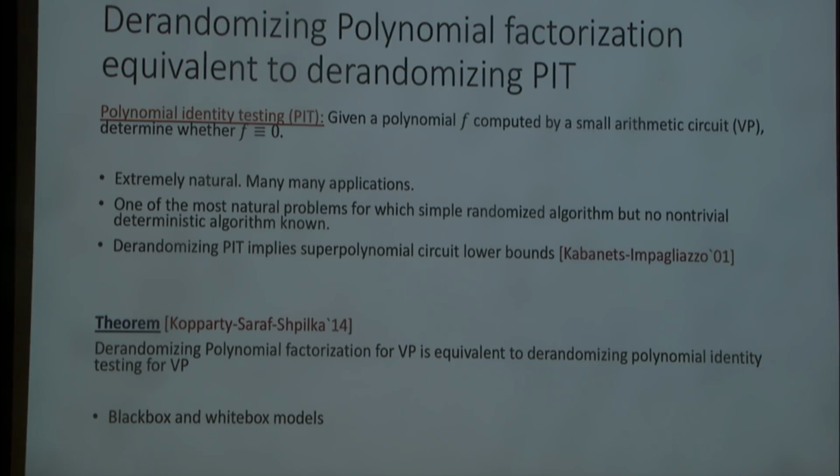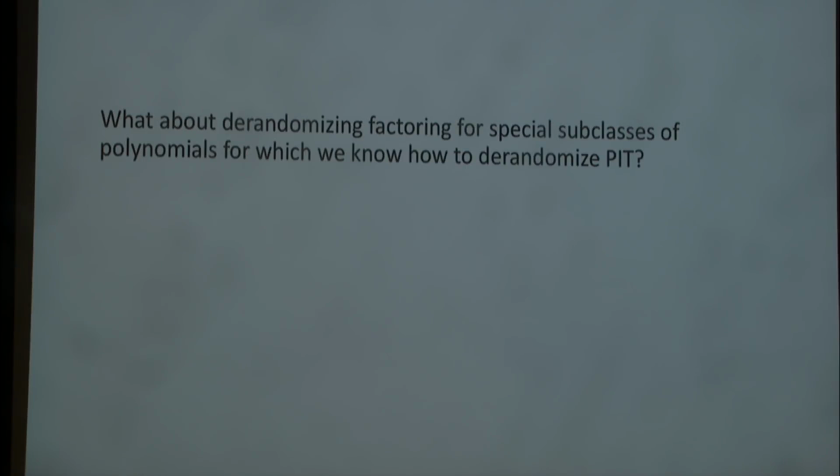Or in general, for any class of polynomials for which you know how to derandomize PIT, maybe one can think about derandomizing factoring for that class. And probably the easiest and most natural class to look at is sparse polynomials. We've known for a long time efficient deterministic PIT for sparse polynomials. So can we do derandomized factoring for sparse polynomials? That's a very natural question that comes up.